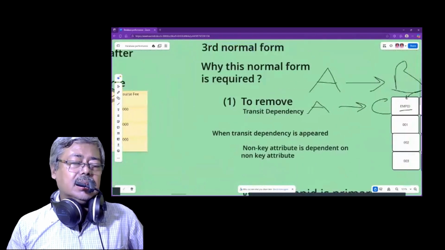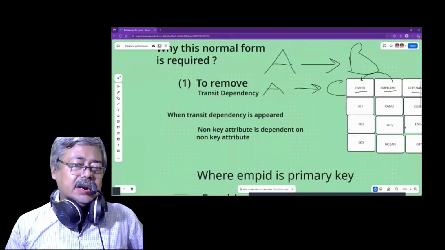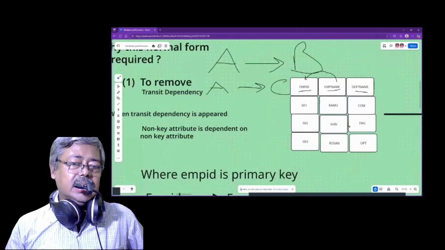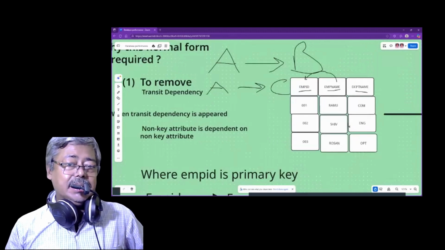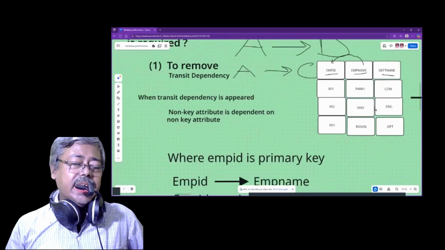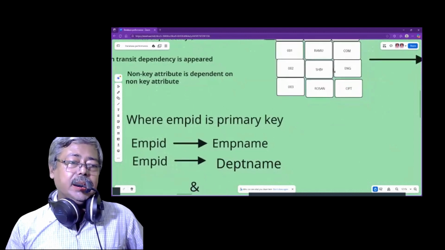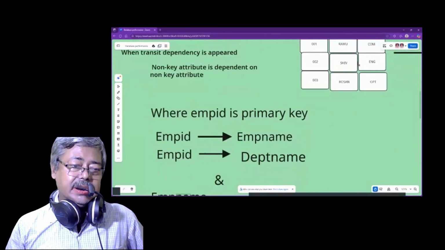Now we are coming to the third normal form. This normal form deals with transitive dependency. Transitive dependency means when A determines B, and B determines C, so A determines C. It arises when a non-key attribute is dependent on another non-key attribute. That is the main cause of transitive dependency.